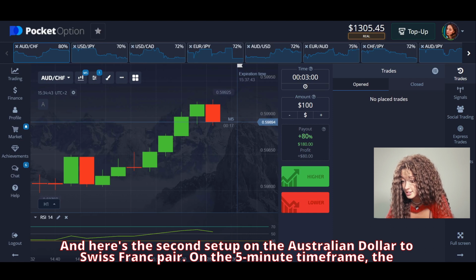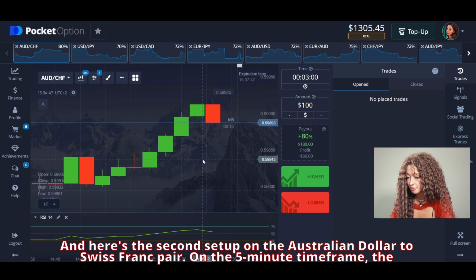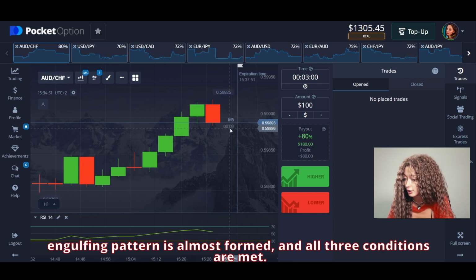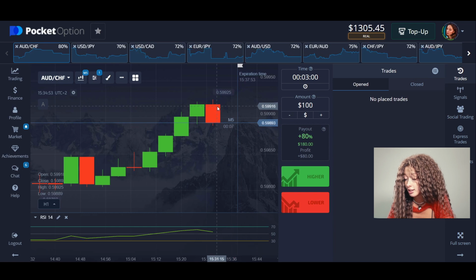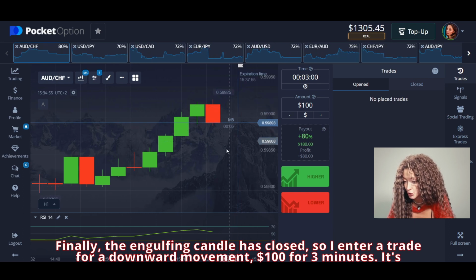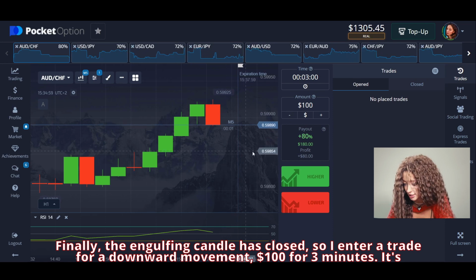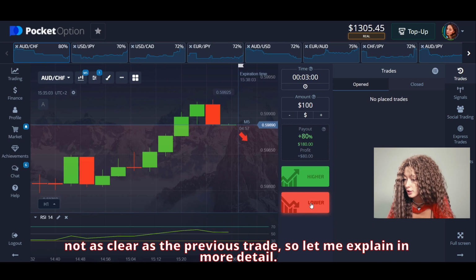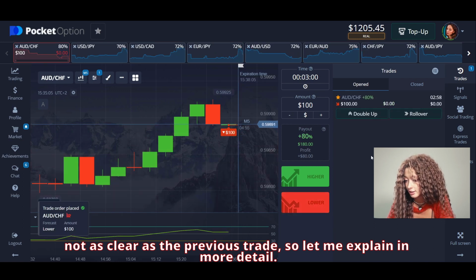And here is the second setup on the Australian dollar to Swiss franc pair. On the 5 minute time frame, the engulfing pattern is almost formed, and all 3 conditions are met. Finally, the engulfing candle has closed, so I enter a trade for downward movement, $100 for 3 minutes. It's not as clear as the previous trade, so let me explain it in more detail.